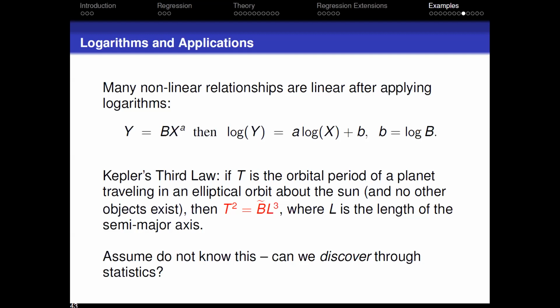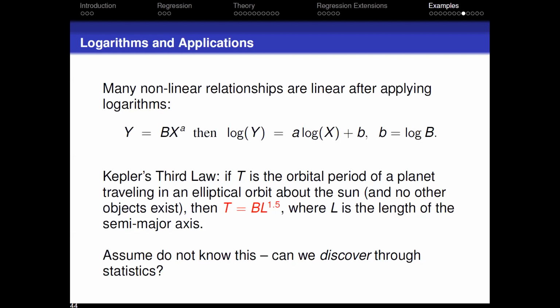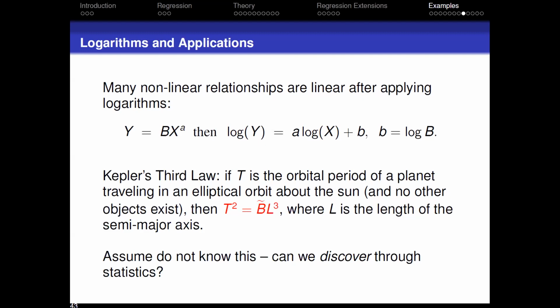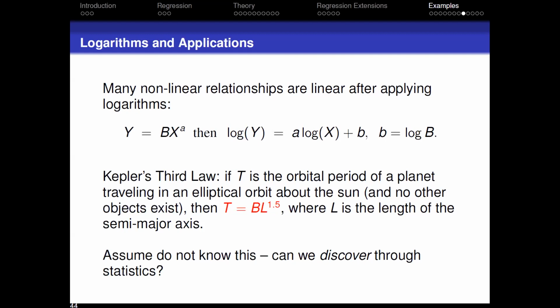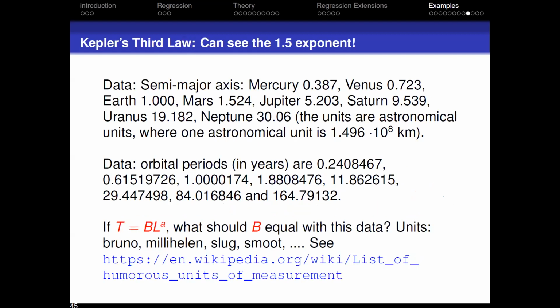Could we discover this through statistics? Well, we could take the square root of both sides. You might as well have T to the first power. And you say T equals some constant times L to the 1.5. And in fact, you should have known I was going to do this because I had a constant called b tilde. You normally don't introduce a constant with a tilde on it. So could we discover this through statistics?